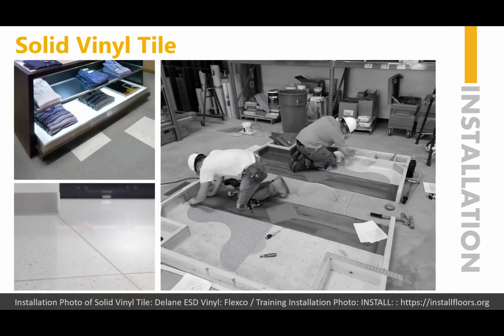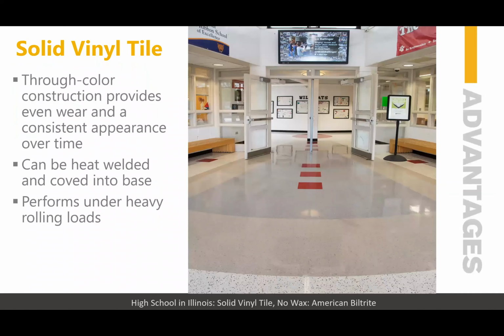And there is a perception of easy replacement of tiles because it can be replaced a tile at a time versus looking at it from an overall sheet perspective. True color construction provides even wear and a consistent appearance over time, which is one advantage. It can be heat welded and coved into base, even though it's in a smaller format, and it performs under heavy rolling loads.